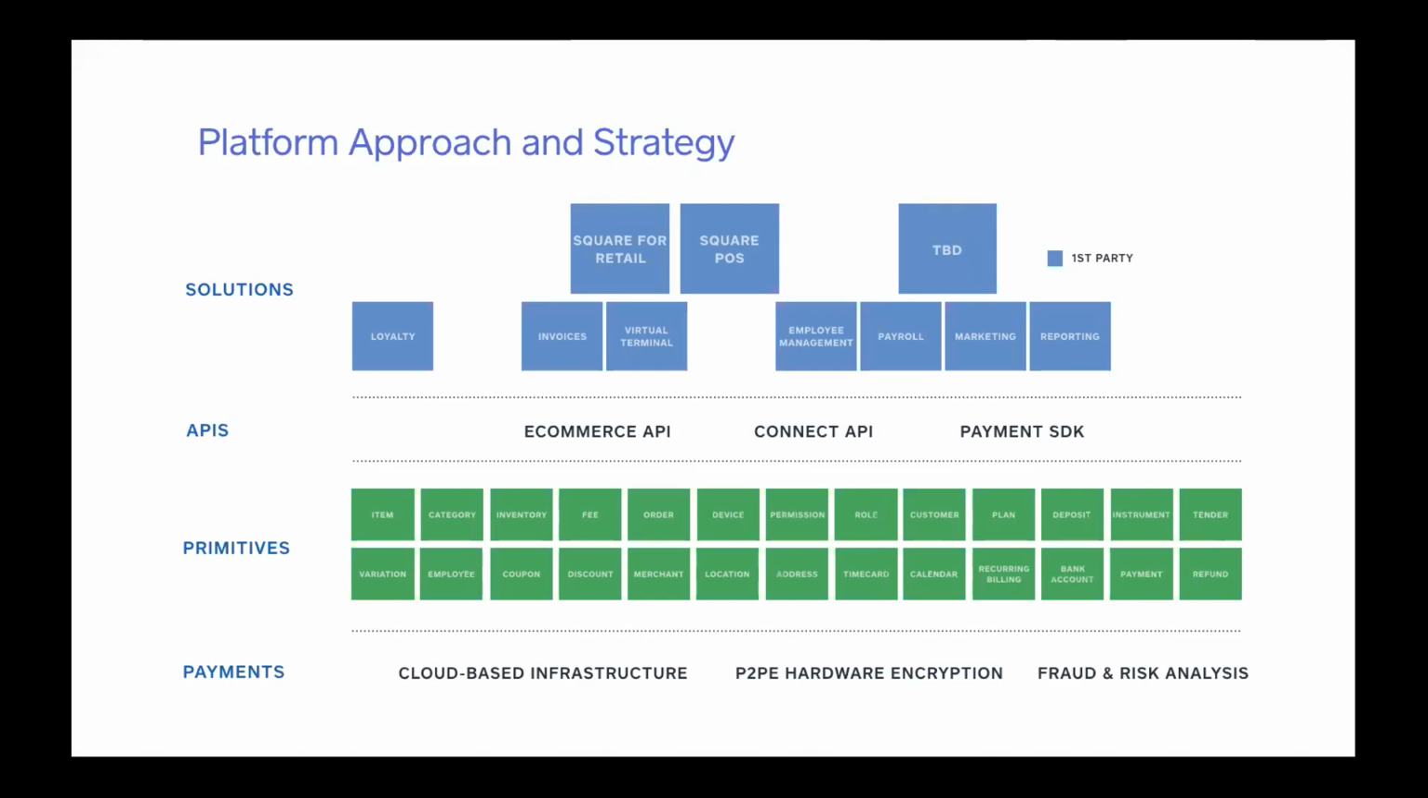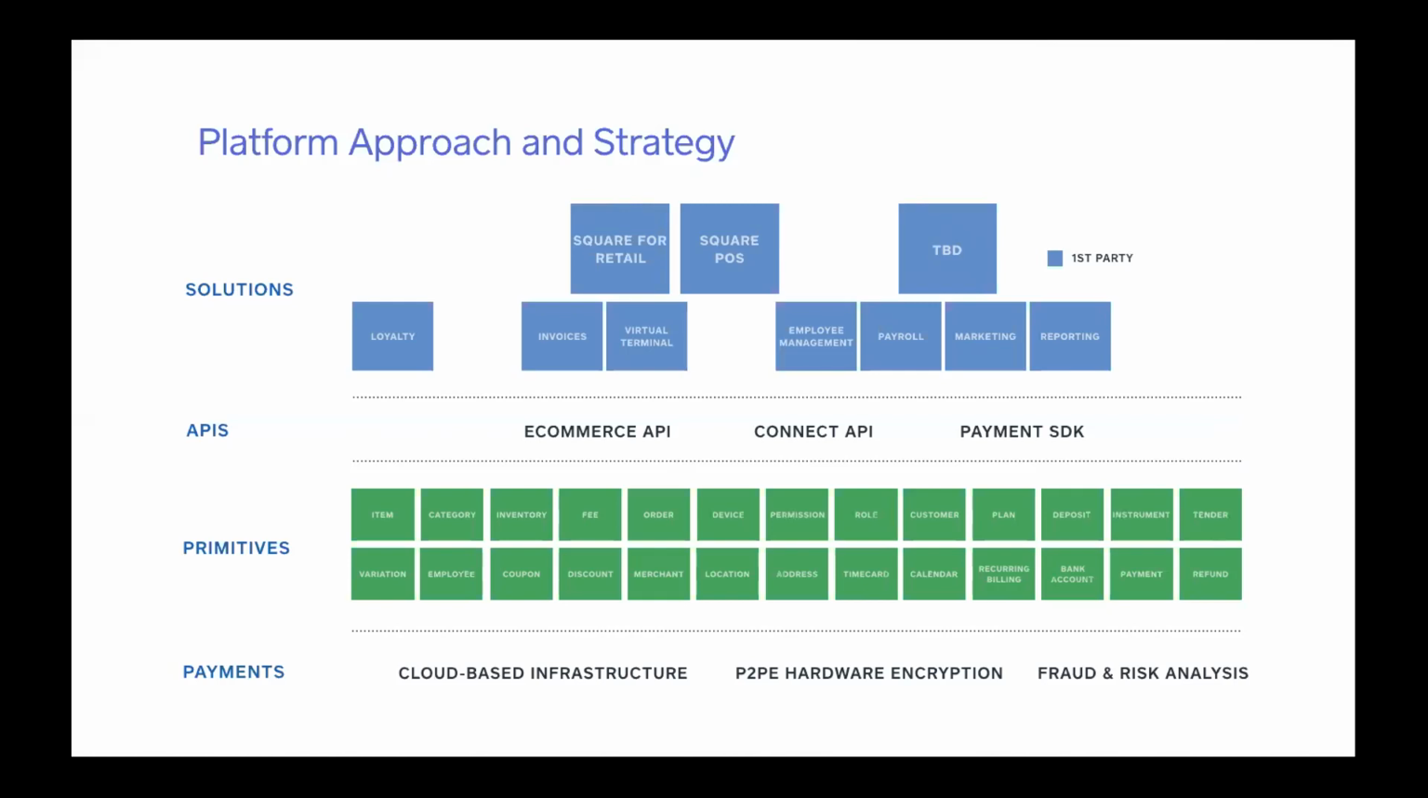We have a bunch of loyalty, invoices, and marketing services, all built by Square, first-party closed systems that we provide our merchants that they can sign up for and use immediately. All of these use our APIs, which are really just exposing our understanding of our commerce primitives.